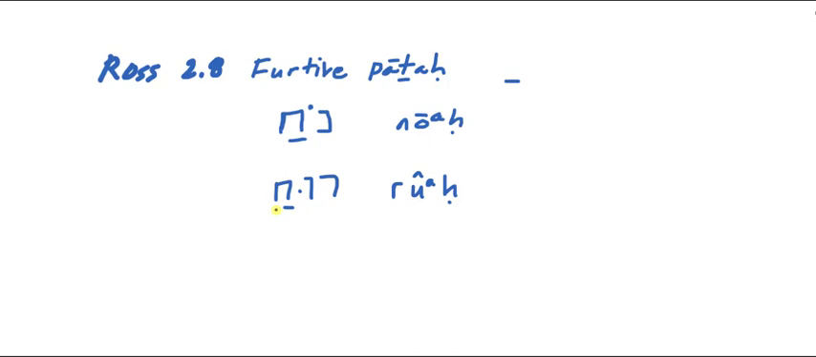The consonants that will typically get this Furtive Pathak are ayin, chet, and hey. When you have before these a long vowel, and then this comes at the end of the word, then you will see that Furtive Pathak sneak in. Okay? So that's when you should expect to see it.